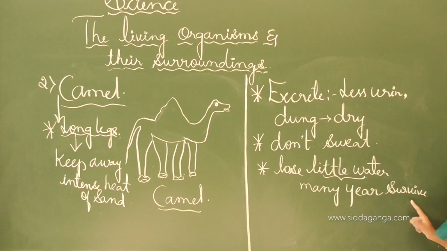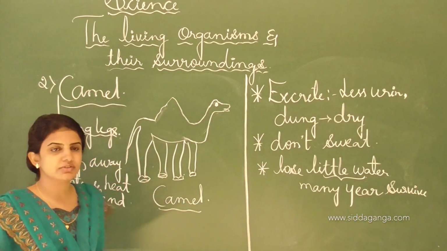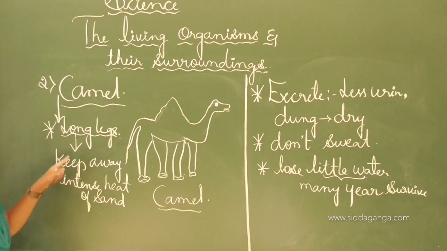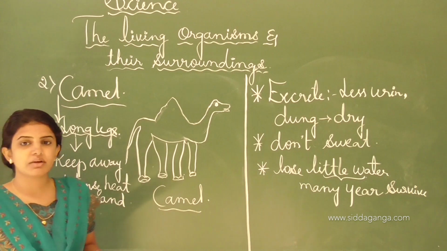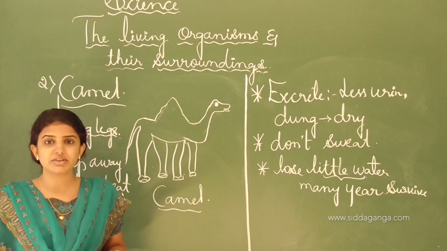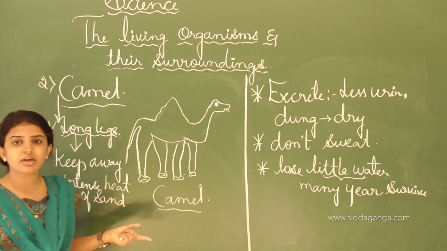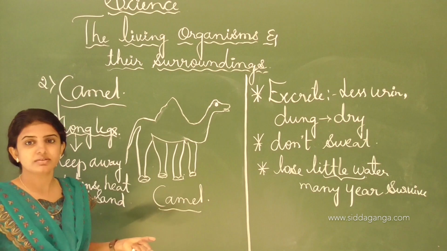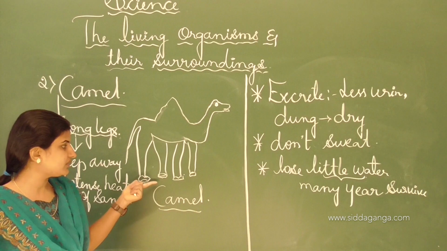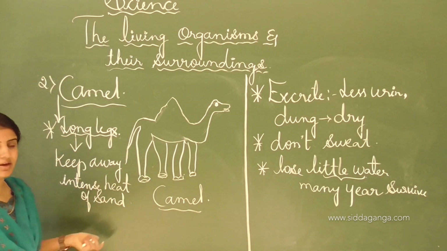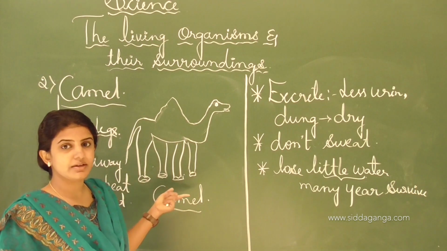See, this camel has some features, and these features include the long legs which keep away the intense heat of the sand. The harsh climate is there where the sunlight is very strong, and thereby intense heat is present in the sand, and that's why the legs are very long, and hoofs with padding are present, which help the camel to walk in an area like a desert.